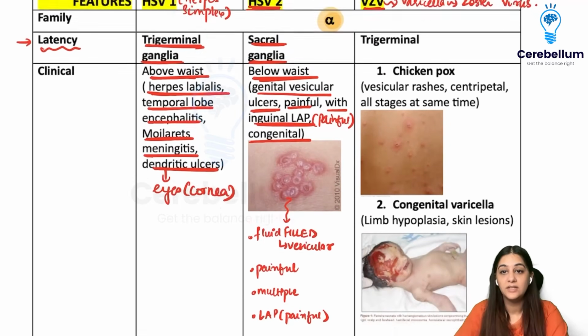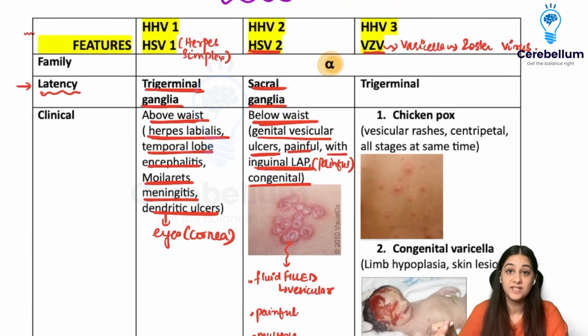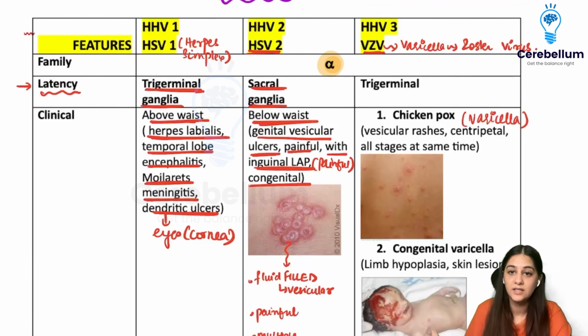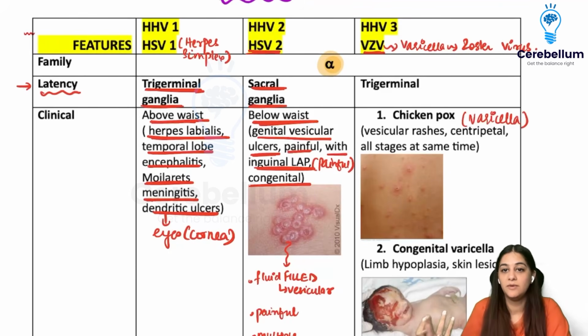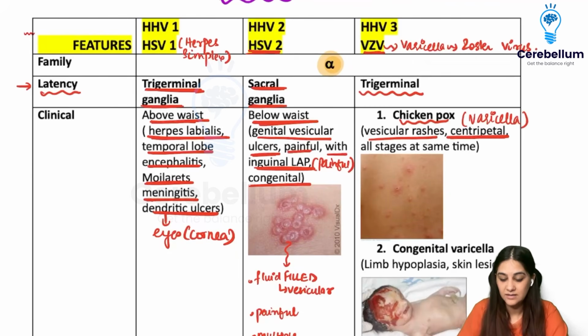Now, when we talk about the varicella zoster virus, it causes varicella, which is called chicken pox, right? So we have had chicken pox in our lives. Remember, when we were young, maybe some of us were infected with chicken pox. This is something which is called varicella, and it is going into latency in the trigeminal ganglia. So these are vesicular rashes that are centripetal. Again, fluid-filled rashes that are centripetal means they start from the trunk and then they go around your body, and they have all stages of the ulcers at the same time.